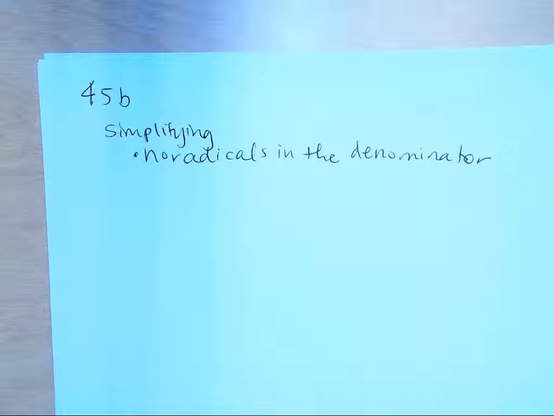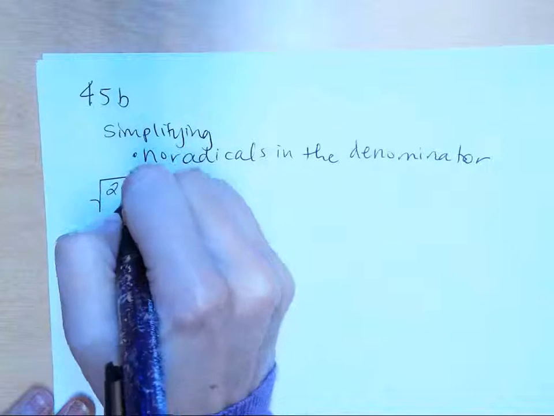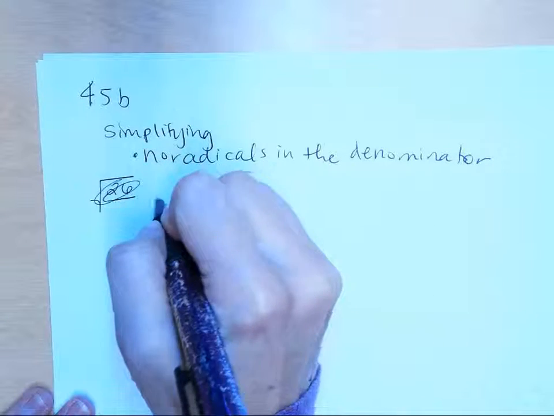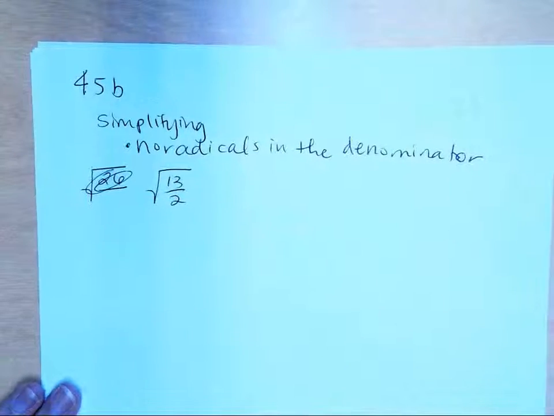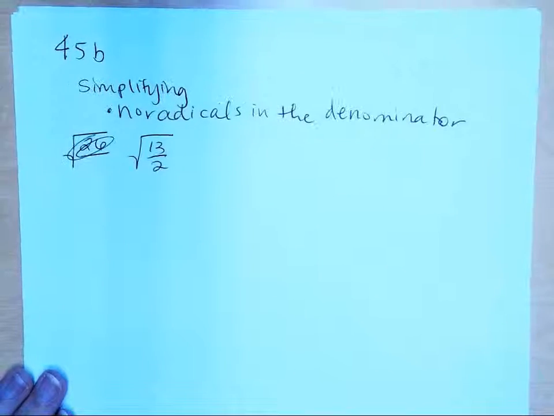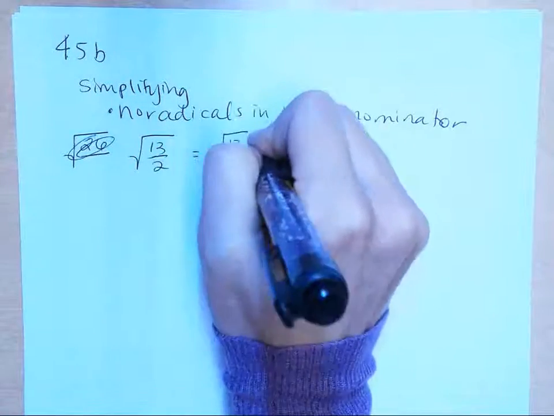Okay, so on one of the problems that we had last night, we got the square root of 13 over 2. Remember we just talked about that. So this is going to be equal to the square root of 13 divided by the square root of 2.